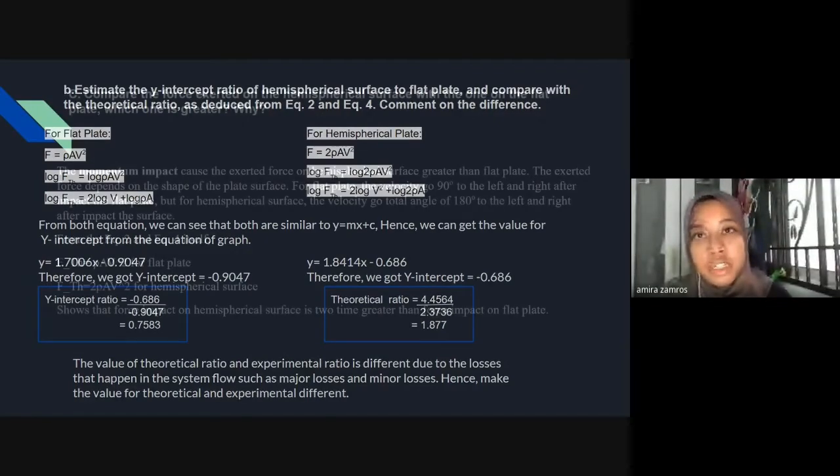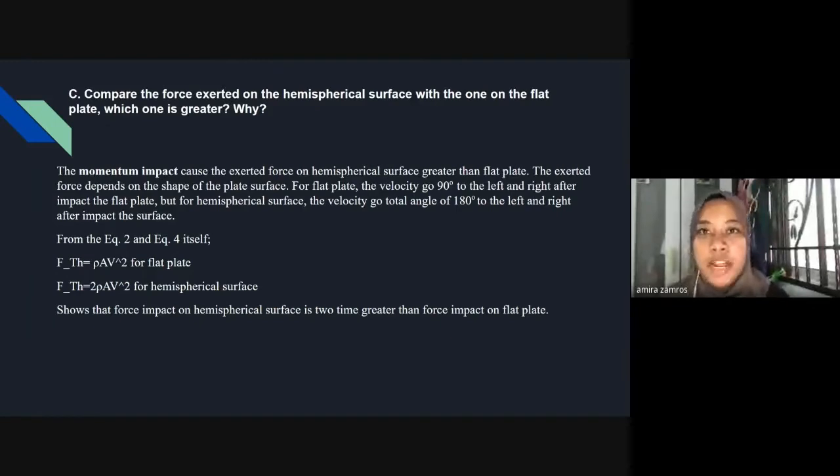Next, compare the force exerted on the hemispherical surface with the one on the flat plate, which one is greater and why. The momentum impact causes the exerted force on the hemispherical surface to be greater than on the flat plate. The exerted force depends on the shape of the plate surface. For the flat plate, the velocity goes 90 degrees to the left and right after impact. But for the hemispherical surface, the velocity turns a total angle of 180 degrees to the left and right after impact. Equation 2 and equation 4 show that the force impact on the hemispherical surface is 2 times greater than on the flat plate.